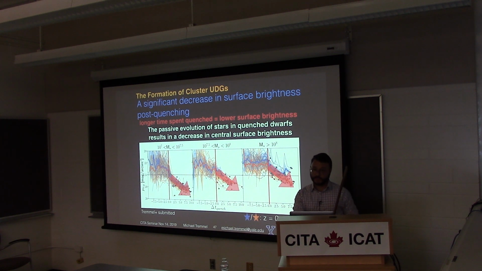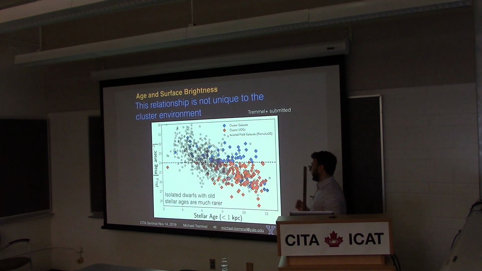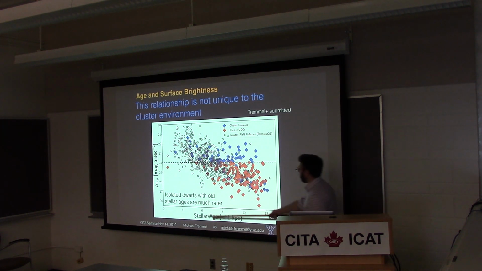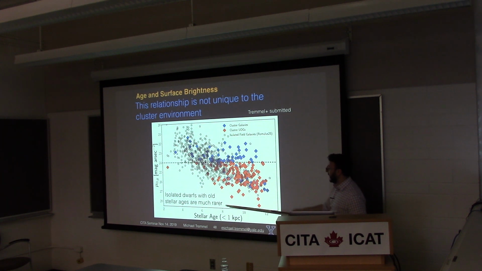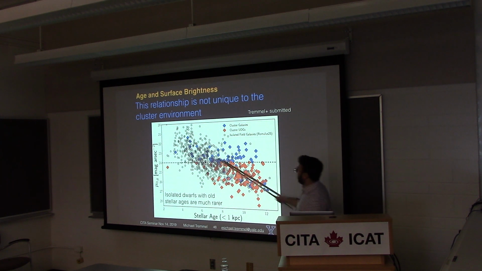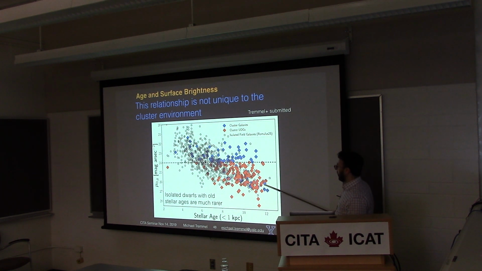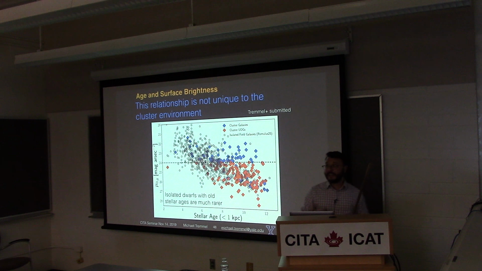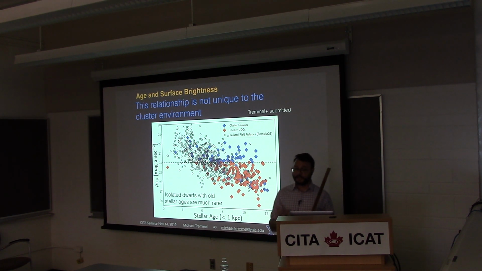And this is a relationship that we see in isolated galaxies as well. So there's this relationship between the central surface brightness and the stellar age, in this case the mass-weighted age of stars within 1 kiloparsec of the galaxy. Whether you're in isolation in black or in the cluster, you follow the same general trend, where the older you are, the dimmer you are in the center. It just so happens that the cluster environment is really good, compared to isolated galaxies, at quenching dwarf galaxies. And so dwarf galaxies quench often, they quench early, they have more time to passively evolve, and you get this enhanced population of ultra diffuse galaxies.